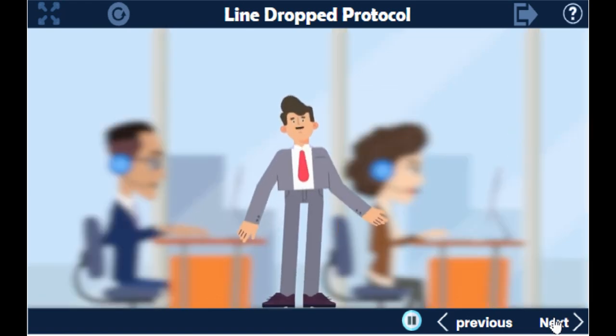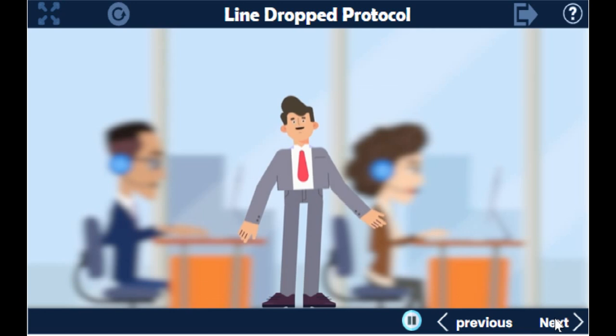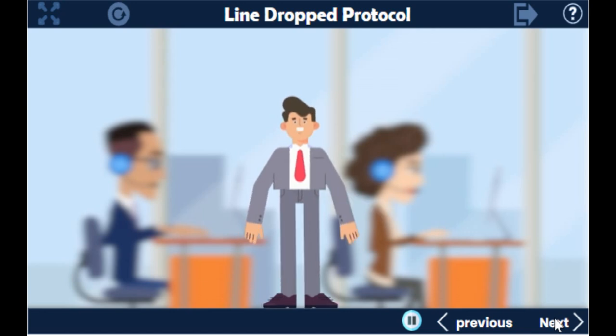On some occasions the client might drop the call, or the call comes in with only LEP on the line. To apply the best practice in this situation, you must adhere to the line dropped protocol.